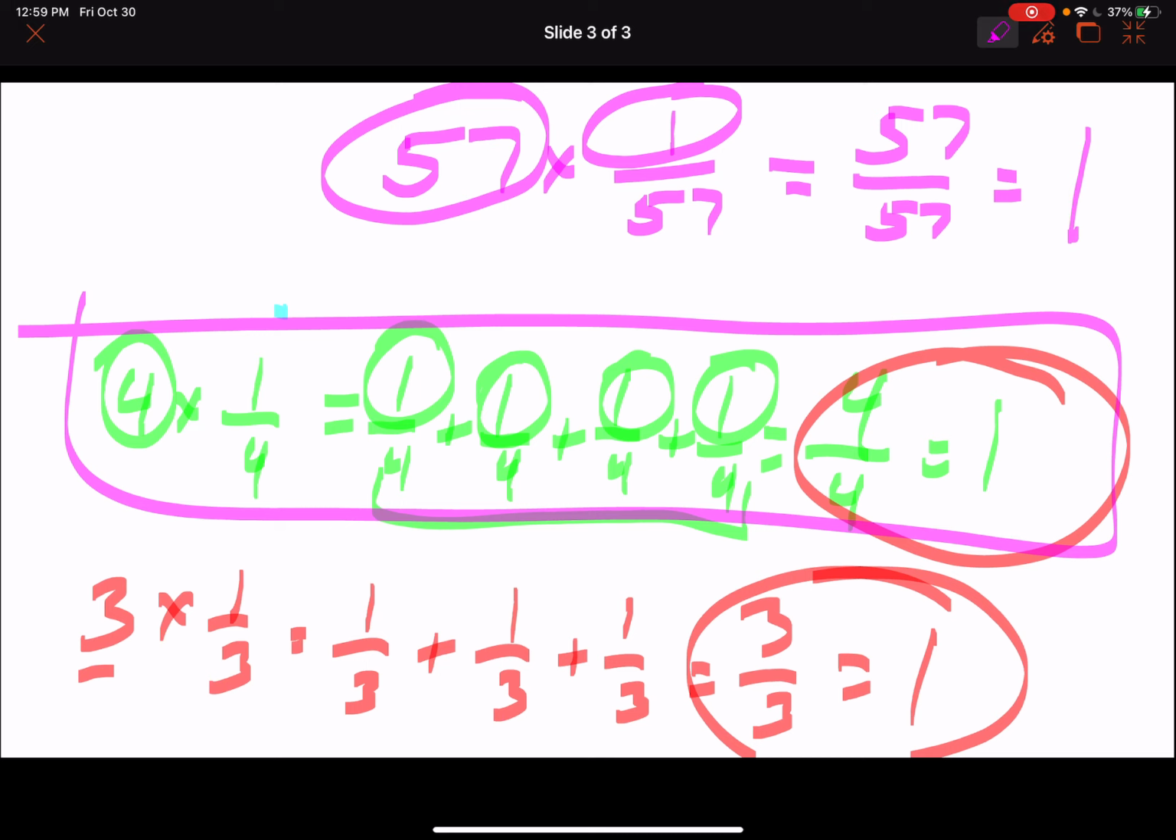Awesome. There are some questions on this on the worksheet, so make sure you do those and you know what you're doing, and then move on to the next video lesson.